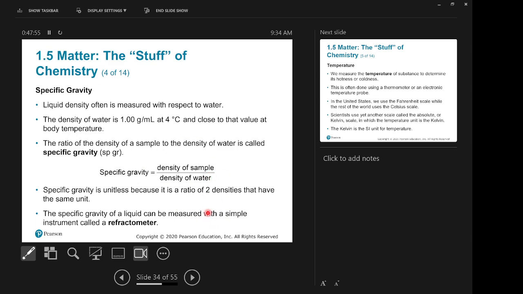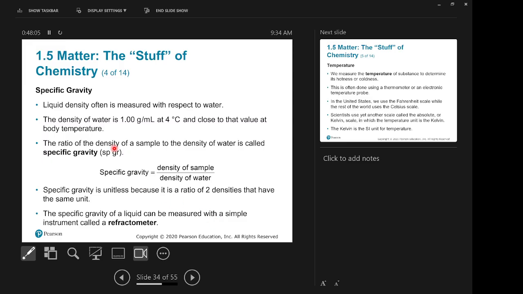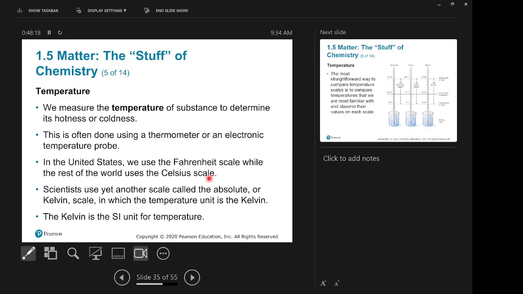The specific gravity of a liquid can be measured with a simple instrument called a refractometer. Notice, by the way, the specific gravity, because you're using the exact same units on the top and bottom, does not have units. You've canceled all the units out. And so it's just a straight-up ratio, no units. You just denote, hey, this is specific gravity.